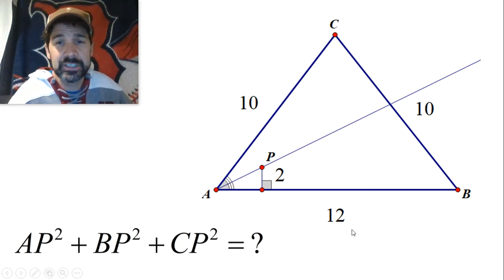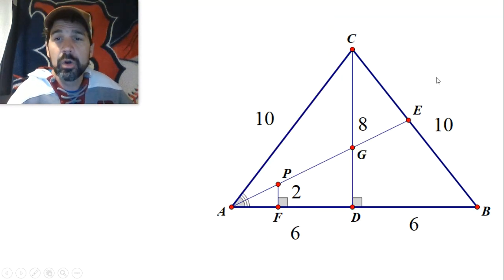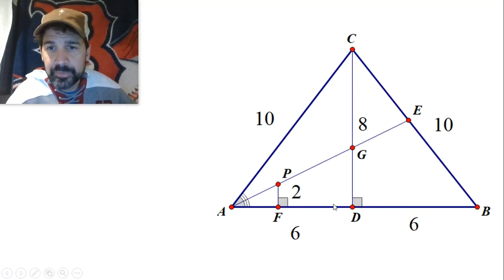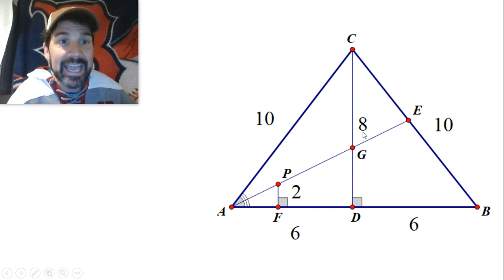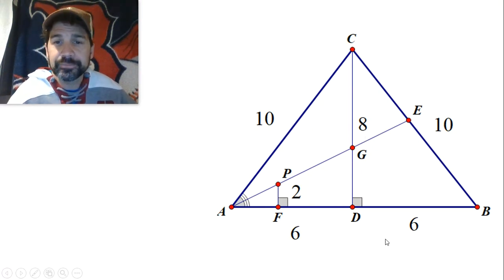All right, so let's try and figure out how to get there. Well, remember, isosceles triangle. If I drop this down, CD would equal 8. So I've got CD going all the way down here. Now, I've got a couple different triangles in here.